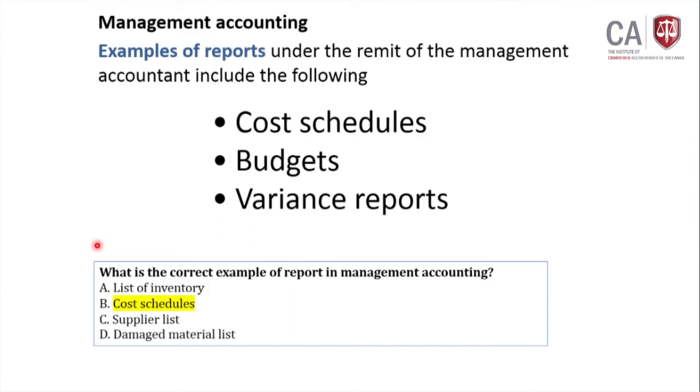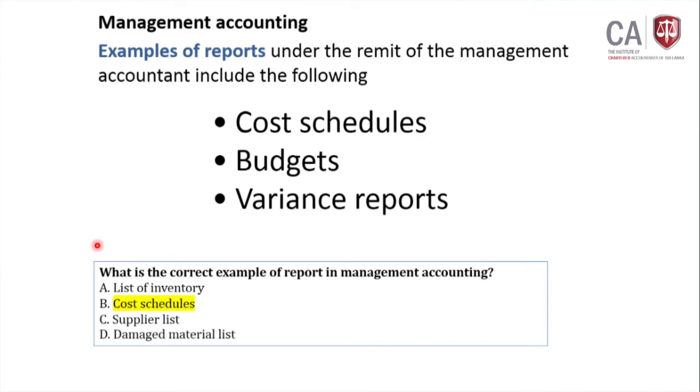Management accounting. Examples of reports under the remit of the management accountant include the following. The cost schedules in management accounting are also handled by the ERP systems. So, when they are handling management accounting through the ERP system, there are some example reports. So, what are those example reports?